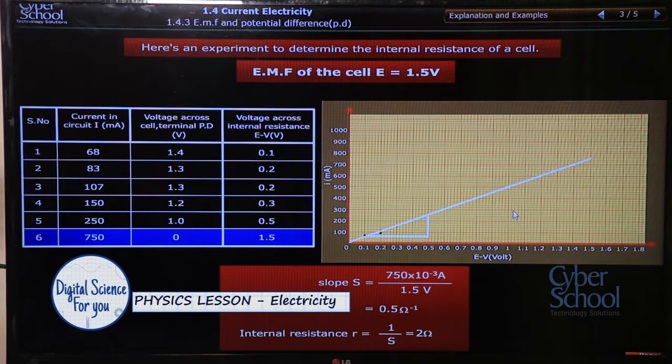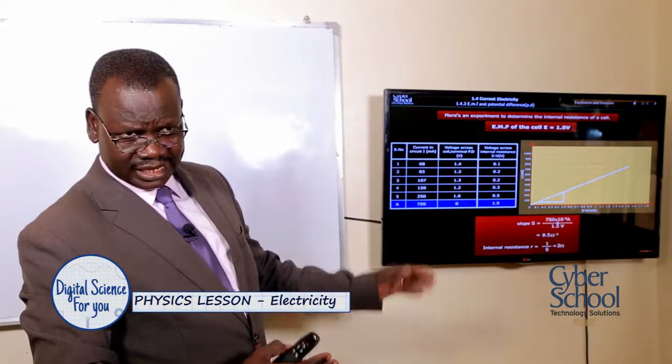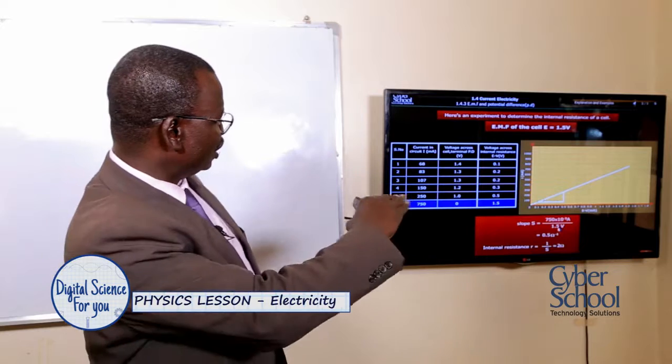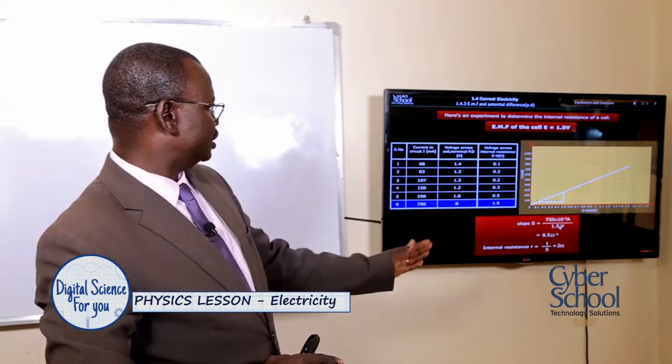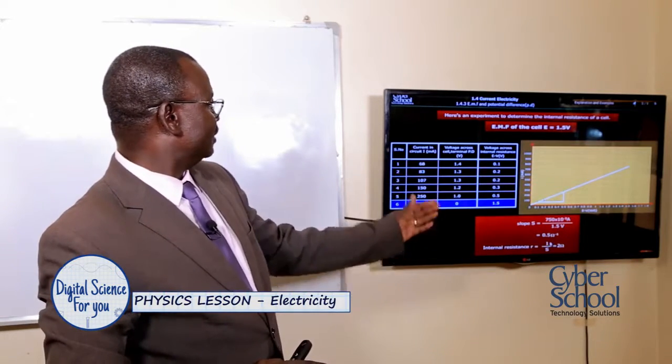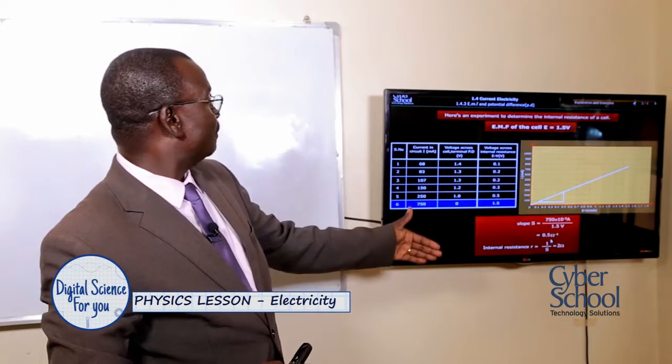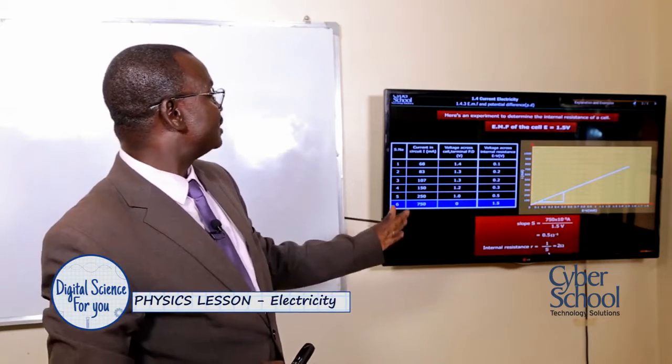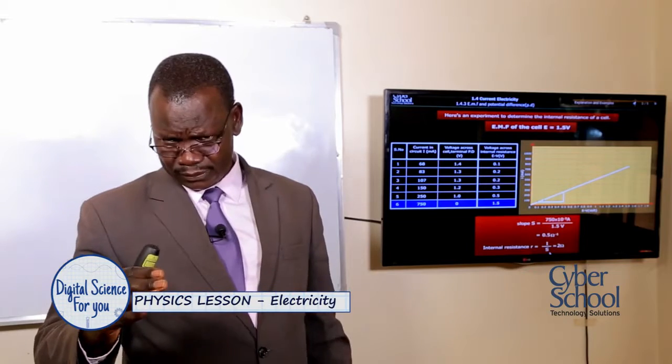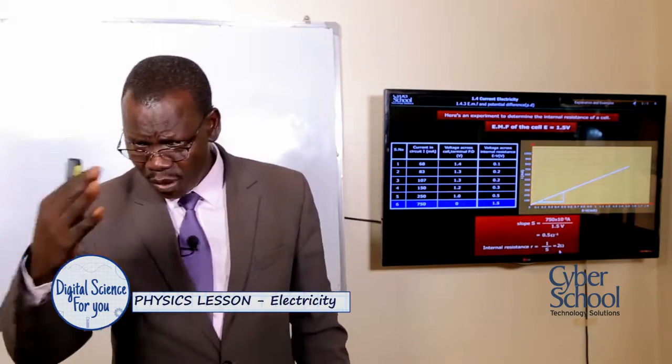Yes. Now the slope. The slope is change in y over change in x. Change in y is change in current. The x is change in voltage. So the change in voltage is 1 over the slope. So our resistance is 1 over the slope. Why?